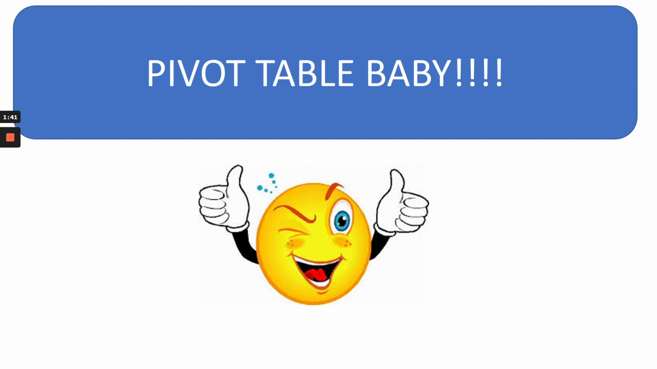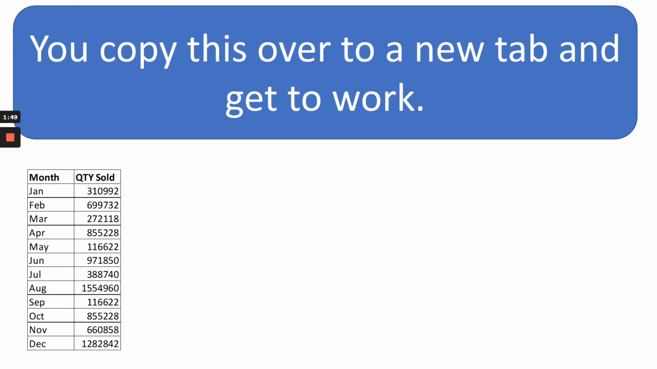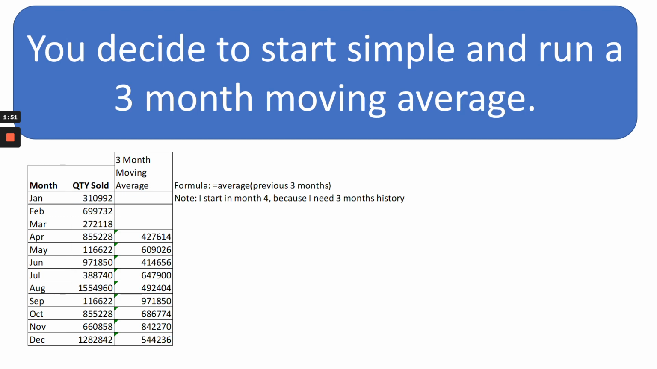Pivot table, baby. You pivot to Hollywood, per pill, latest year by month. You copy this over to a new tab and get to work. You decide to start simple and run a 3-month moving average.